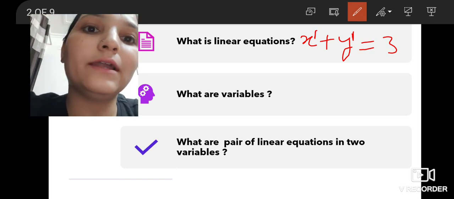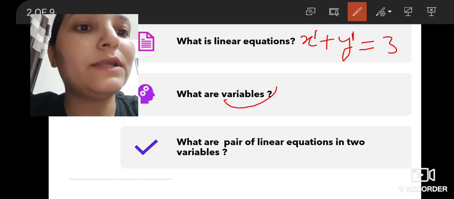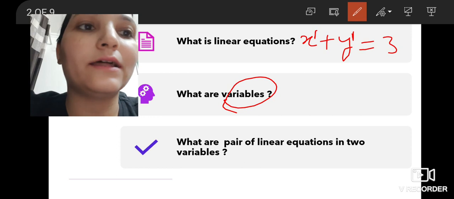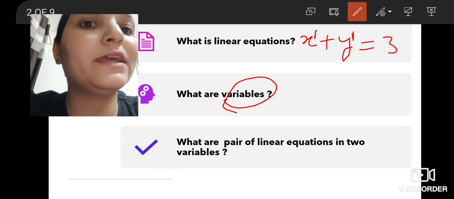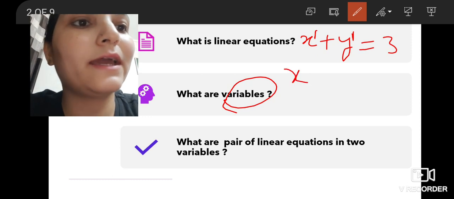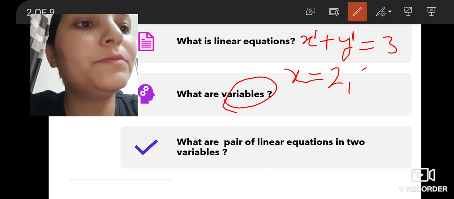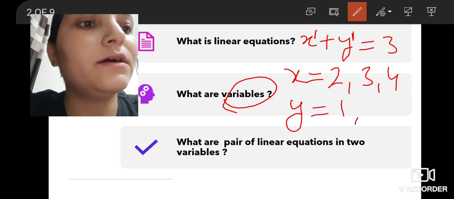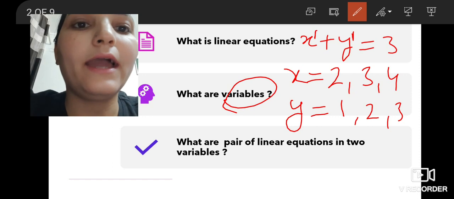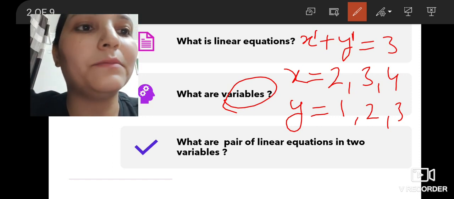equation. You already learned this in 9th or 8th class, right? Now what are variables? This you also learned in 8th class, right? Variables are those which have variable values, like x can have values a, b, c, d. It could be 2, it could be 3, it could be 4. Y could be 1, 2, 3, any number it can take. It can vary. That's why these are variables, right?